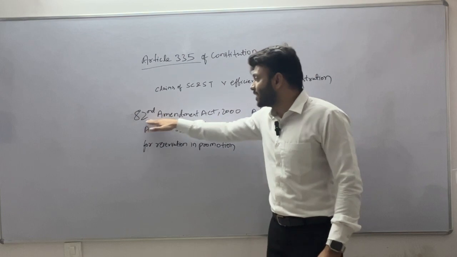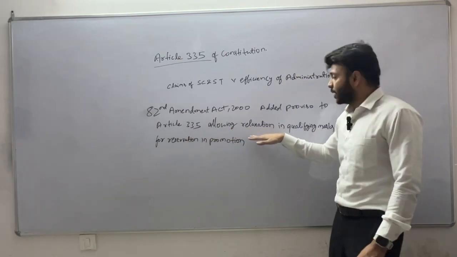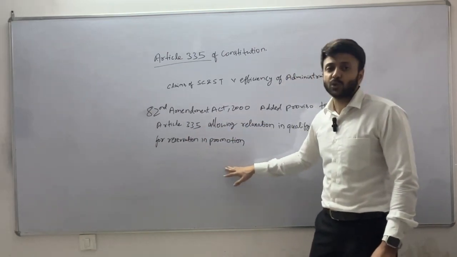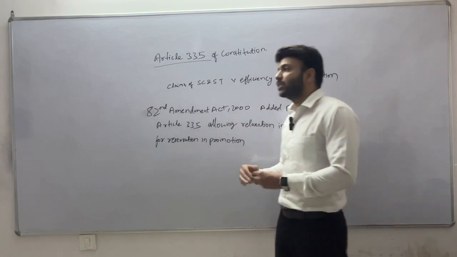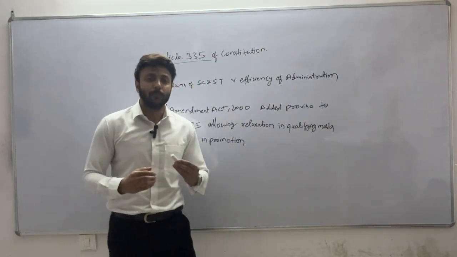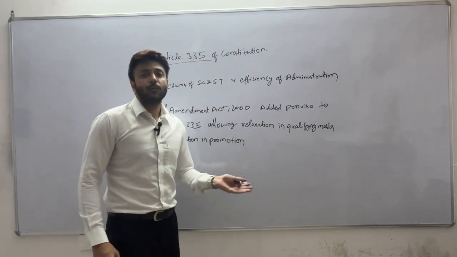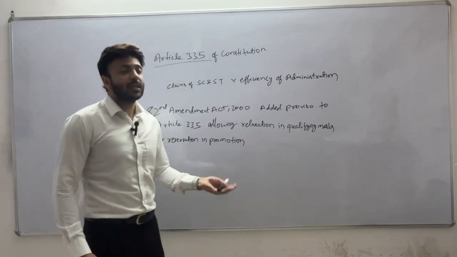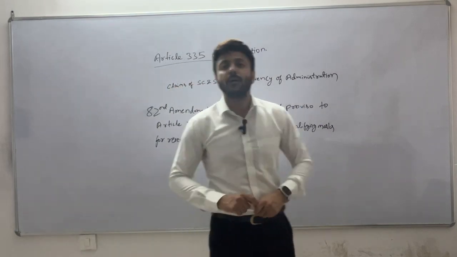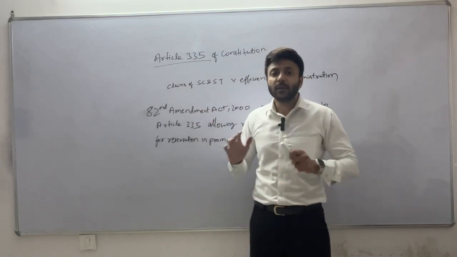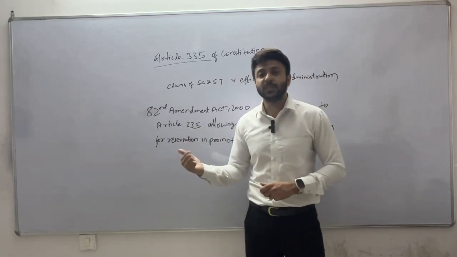But through the 82nd Amendment Act 2000, the Parliament added a proviso to Article 335 which allowed relaxation in qualifying marks for reservation in promotion. So the proviso added to Article 335 by the 82nd Amendment Act gave relaxation in marks for SCs and STs to get reservation in promotion. This made it easier for the government to provide reservation to SCs and STs, considering that the efficiency of administration is not hampered. So as we read earlier, the claims of SCs and STs are not absolute. They are subject to efficiency of administration and subject to their not being adequately represented within the office of the state.